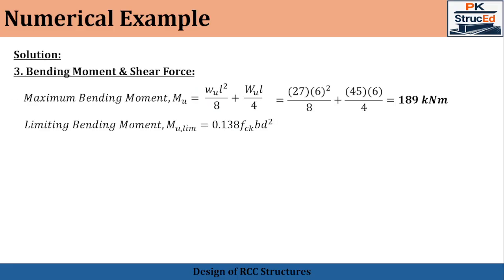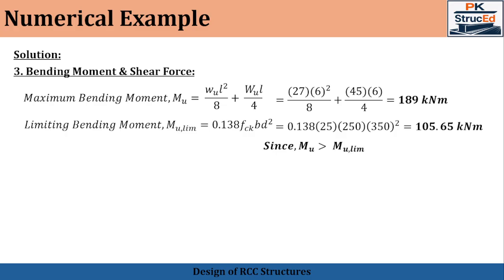Next, the limiting bending moment, that is MU limit. For Fe 415 grade steel, the limiting moment will be calculated by using the relation 0.138 FCK BD square. Substituting the values, we will get the limiting bending moment as 105.65 kilonewton meter. Now you can see here, MU is greater than MU limit. Therefore, the section will be an over reinforced section.